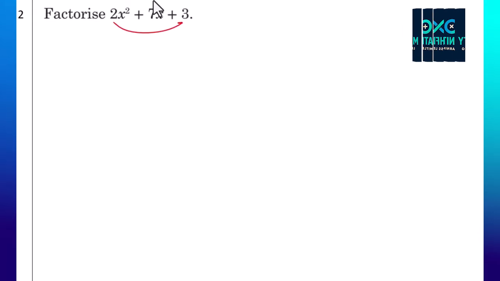Now, question number 2. Again, they give us factorize and the three terms, and it is a quadratic equation. So in question number 1, we do not have any digit here, so we assumed that there is 1. But this time we have number 2. So the process is the same. First, we will multiply these two numbers. Positive 2 is going to multiply with positive 3. So the answer will be positive 6.